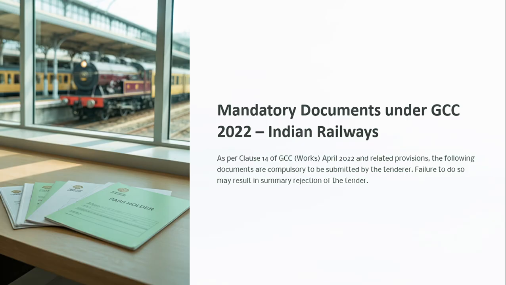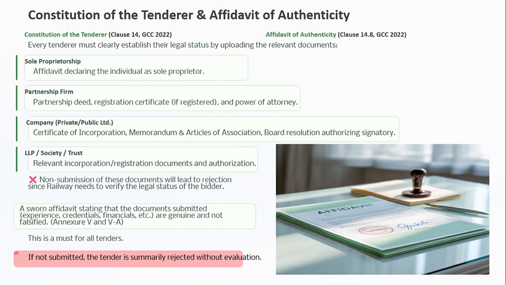Mandatory documents under GCC 2022. As per clause 14 of GCC April 2022 and related provisions, the following documents are compulsorily to be submitted by the tenderer. Failure to do so may result in the summary rejection of the tender. Constitution of the tenderer and affidavit of authenticity. Constitution of the tenderer, ये जो टेंडर डालने वाली कंपनी है उसका कॉन्स्टिट्यूशन क्या है. Every tenderer must clearly establish their legal status by uploading the relevant documents.